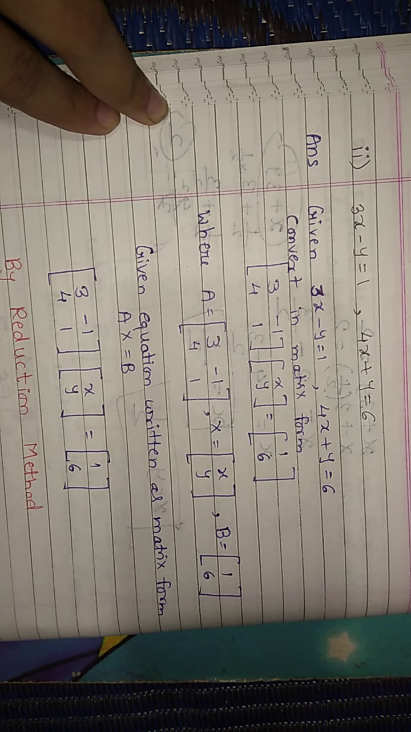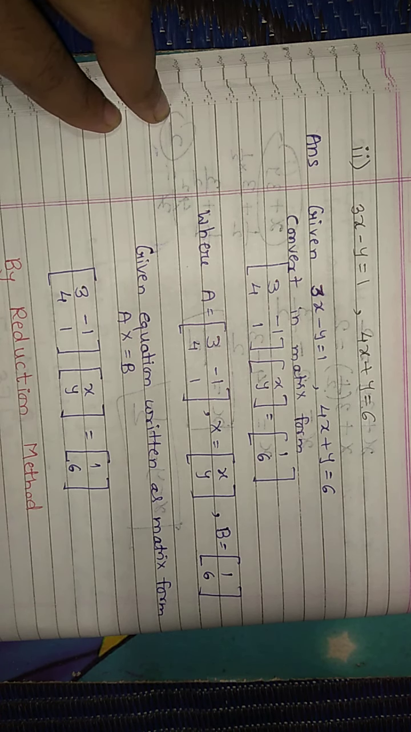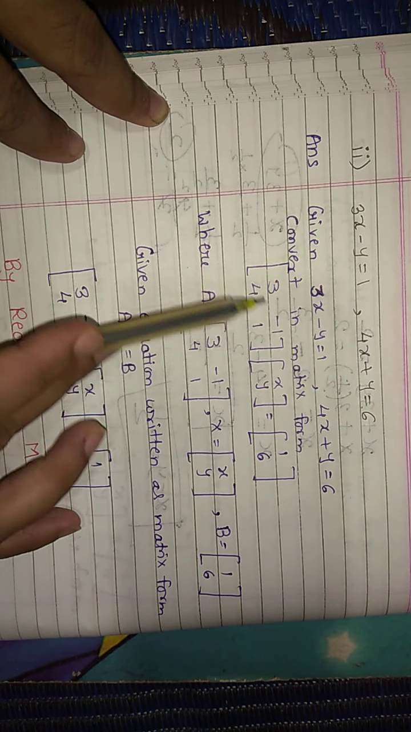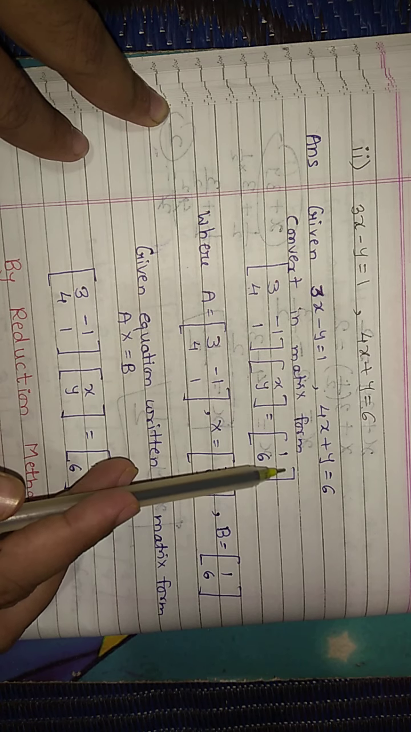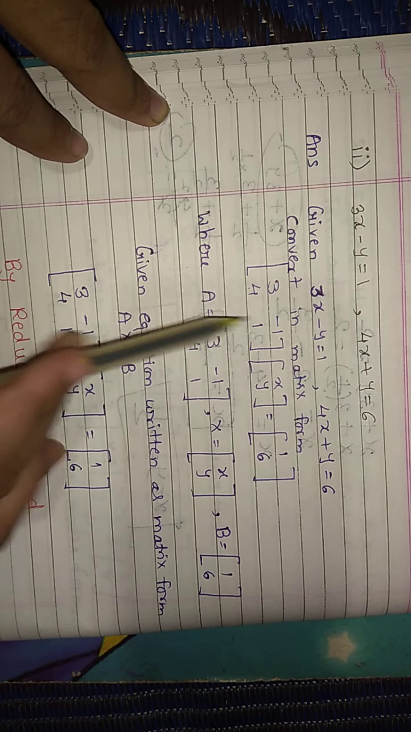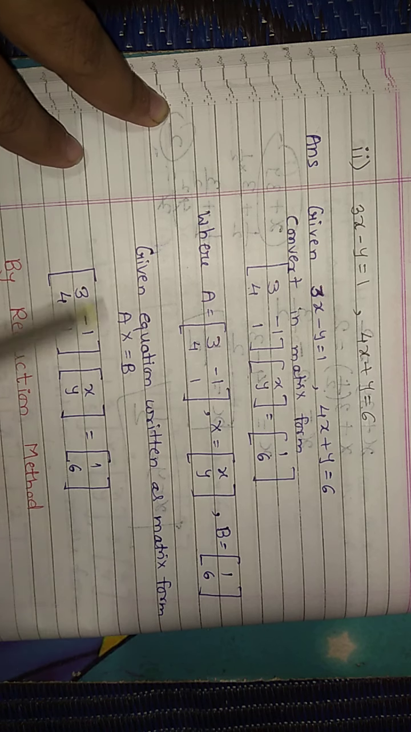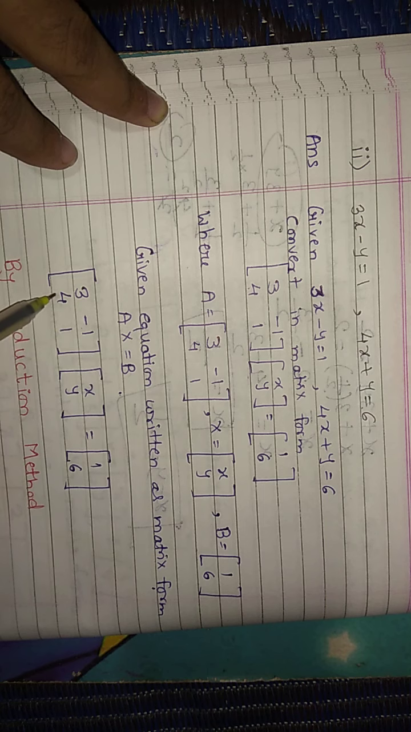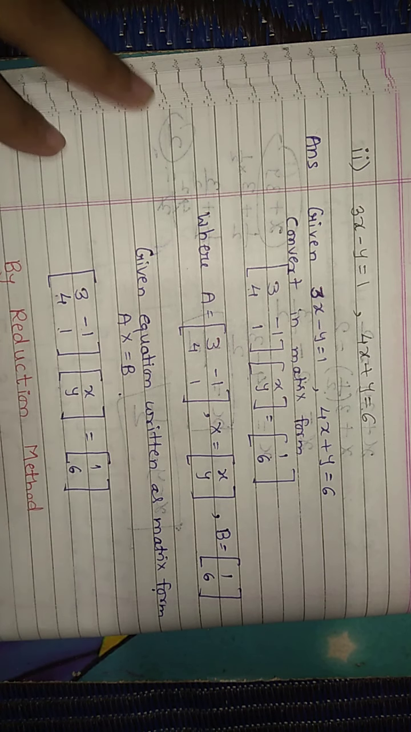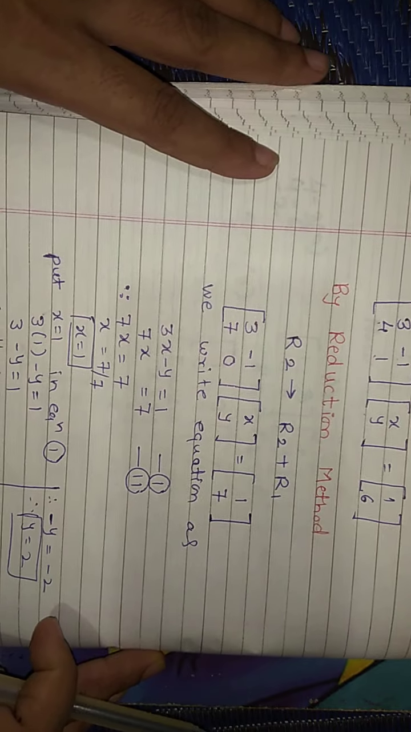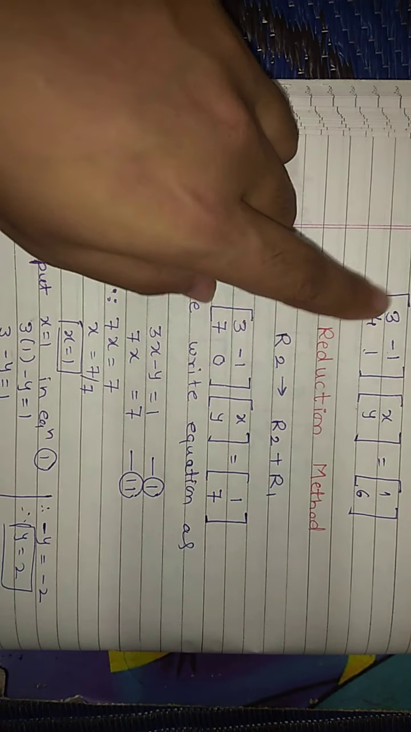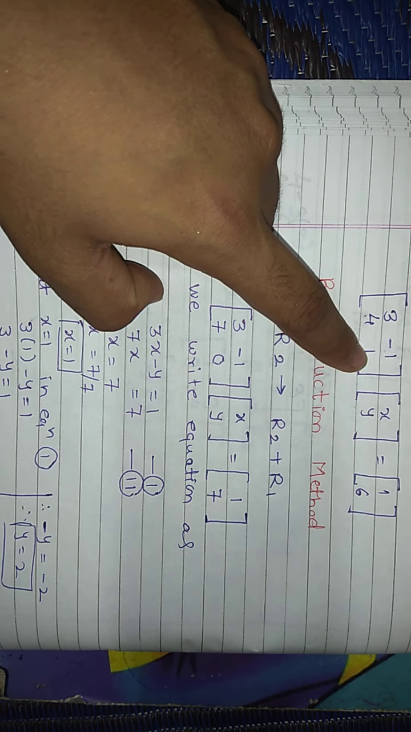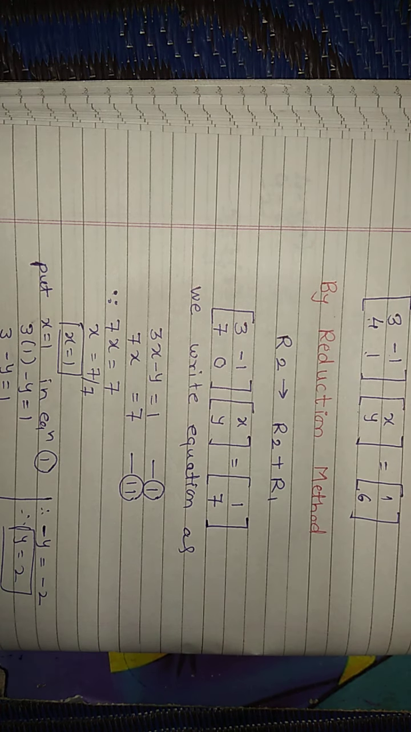Next sum: 3x minus y is equal to 1, 4x plus y is equal to 6. The same sum we have to write in matrix form. Coefficient of x, coefficient of y, constant terms 1, 6, where A, X, B. The equation written in matrix form is AX is equal to B: [3 -1; 4 1][x; y] is equal to [1; 6]. By using the method of reduction, only one element we have to reduce to 0. So 3, minus 1, 4, 1. So 1 can easily be converted to a 0, because minus 1 plus 1 is 0.